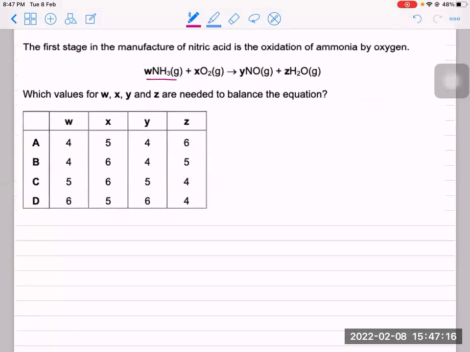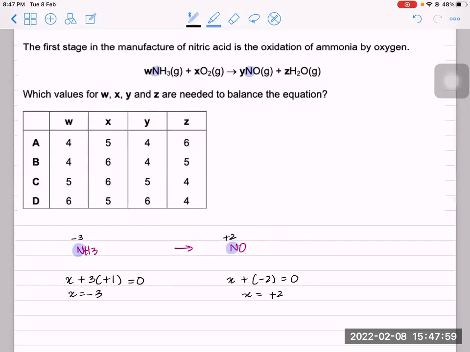Now let's see what's happening to nitrogen. Here, it's going from ammonia to NO. So let's find the oxidation state of nitrogen in here and here. So this right here would be X plus 3 times hydrogen, which is plus 1, and the whole thing is equal to 0. X comes out to be minus 3. Here, nitrogen is X plus oxygen, which is minus 2, and the whole thing has a charge of 0. So X comes out to be plus 2. So it goes from minus 3 to plus 2.